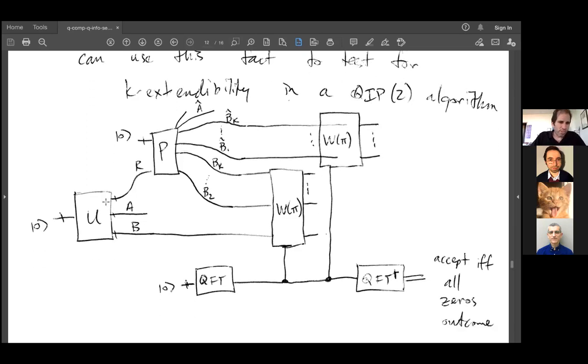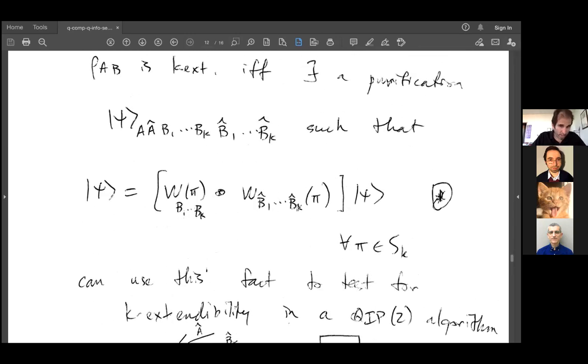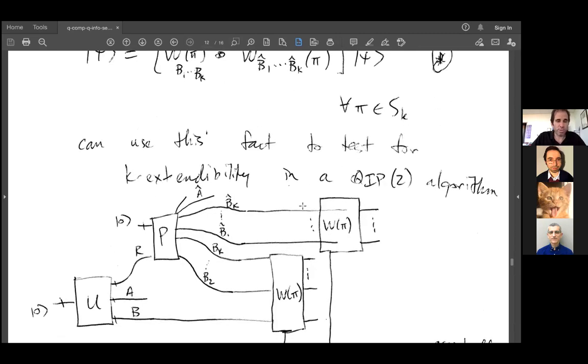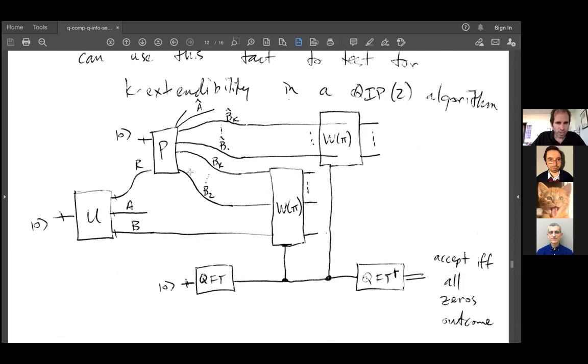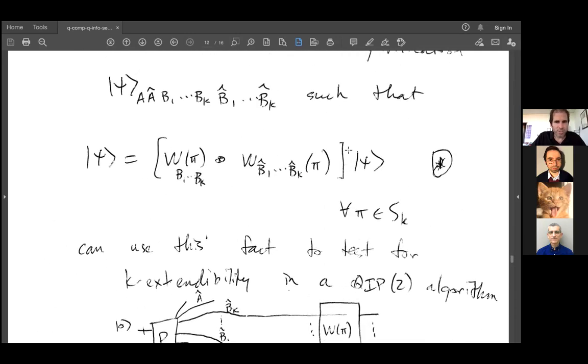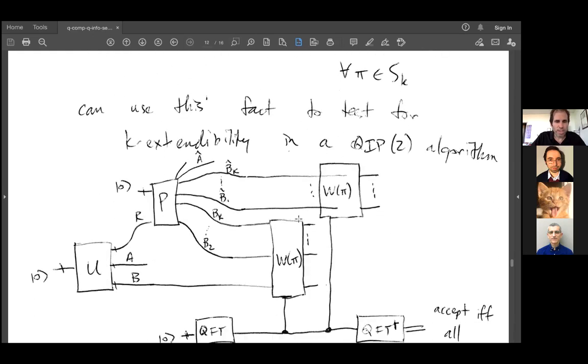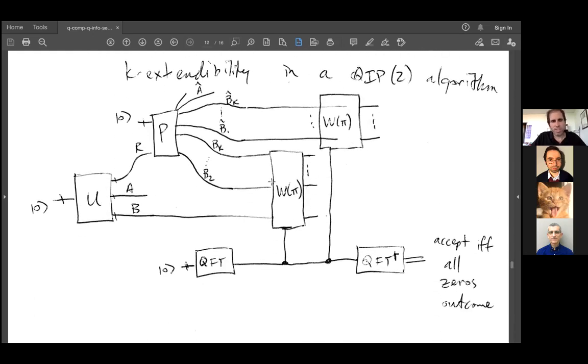So we send the reference, we generate the state. Instead of discarding the reference, we send it to the prover. We then ask the prover to do the unitary that relates this purification to this one, in the case that the state's separable or K extendable, okay? And so all these systems come out, and then we want to test whether this condition holds. How do we do it? We use a variant of the quantum phase estimation algorithm, right? So this is a quantum computational test for permutation symmetry.